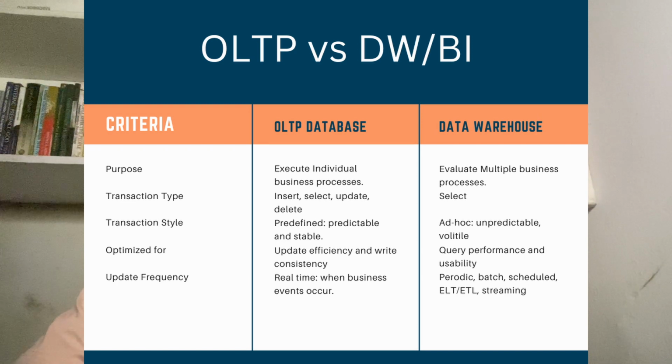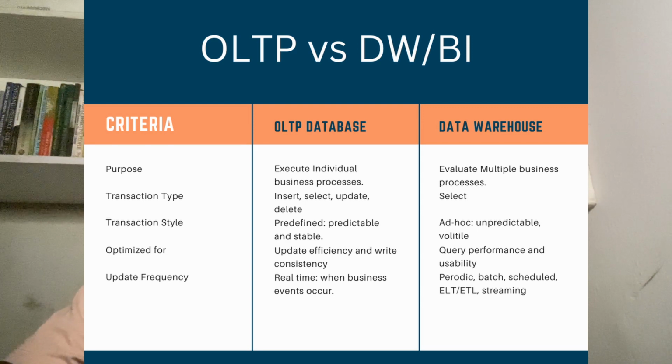For purpose, OLTP databases execute individual business processes, whereas data warehouses evaluate multiple business processes. In other words, you can just have a database that is used for a particular application, right? But for a data warehouse, several data sources or several databases could be storing data into that data warehouse, as it is not peculiar to a particular business process.